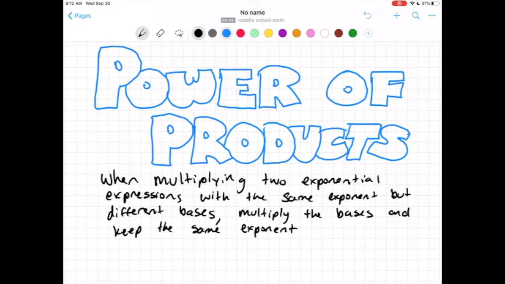So, for example, if you have 2 to the 5th times 10 to the 5th, that's 2 times 10 to the 5th, which is 20 to the 5th.